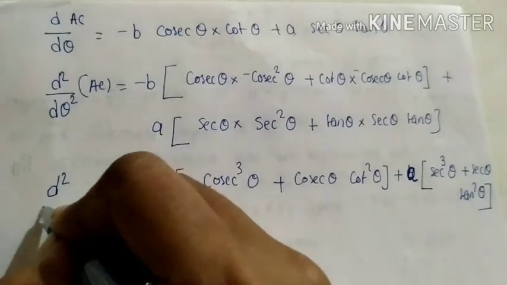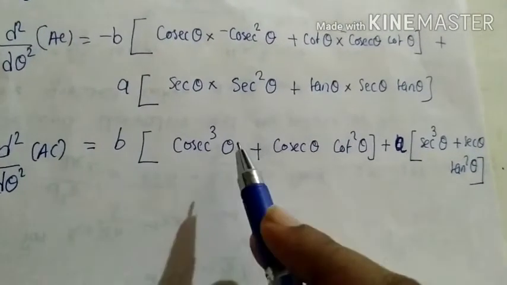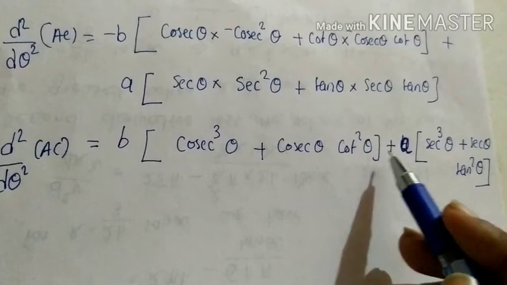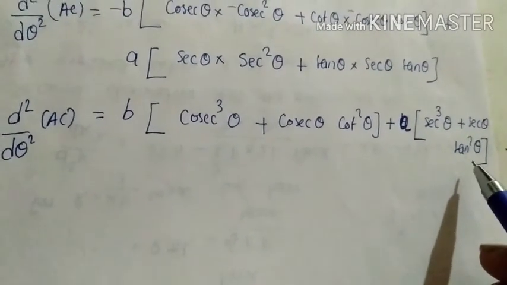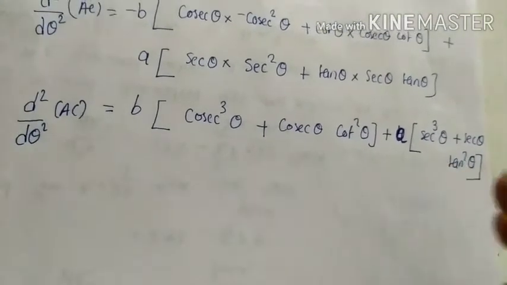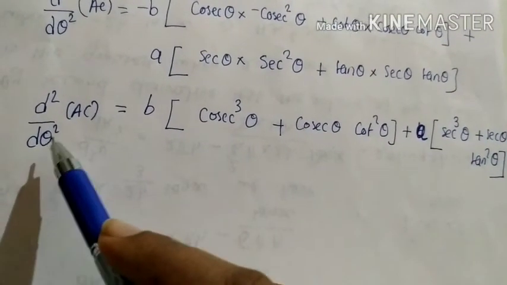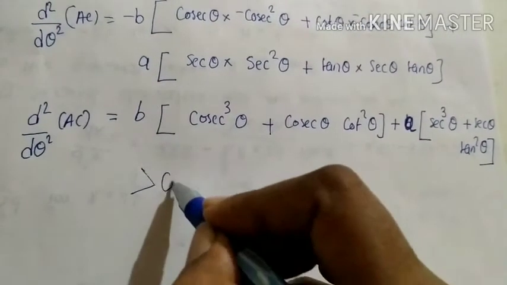So d square by d theta square AC. Now we get b into cosec cube theta plus cosec theta cot square theta plus a into sec cube theta plus sec theta tan square theta. Okay, so it can be easily shown that this d square by d theta square AC is greater than 0.